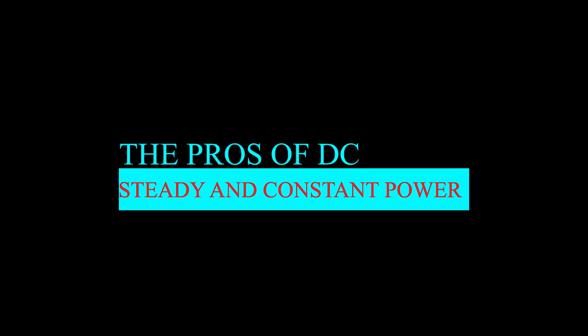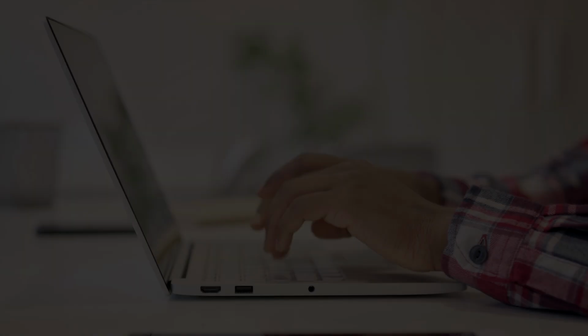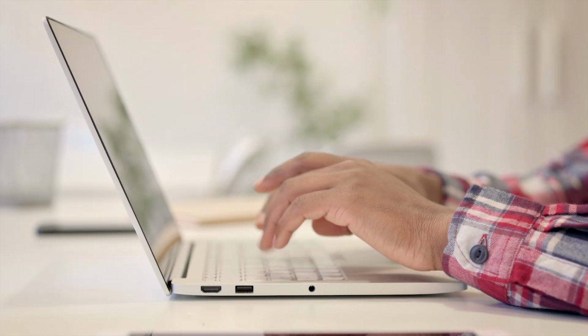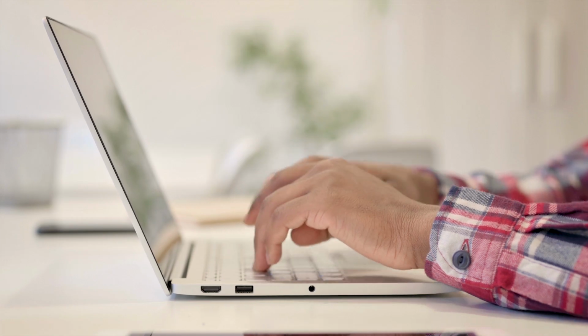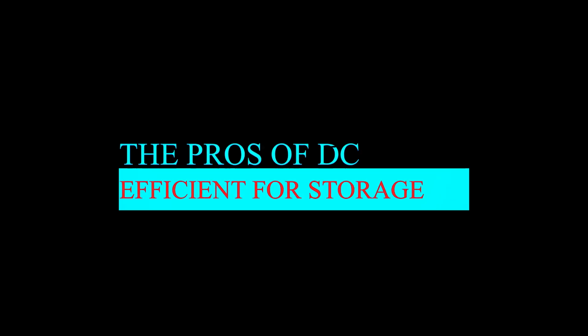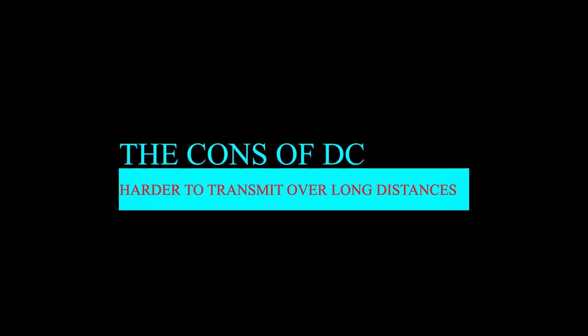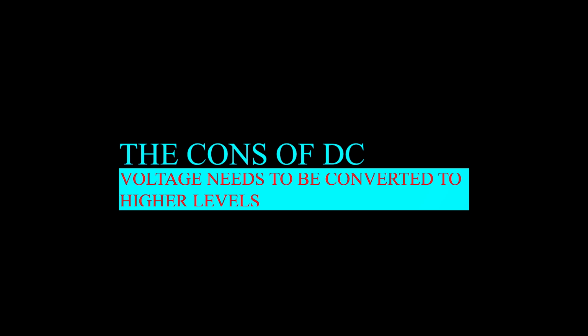Pros: steady and constant power. Ideal for low-voltage applications like electronics and charging devices. Efficient for storage, think batteries. Cons: harder to transmit over long distances. Long-distance transportation cost is very high compared to AC power. Voltage needs to be converted to higher levels for efficient transportation.